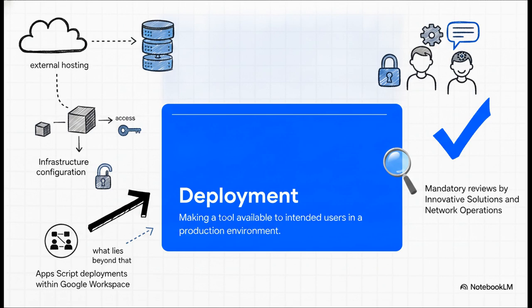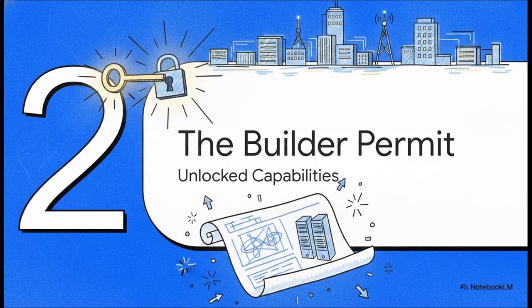But for a more complex application, say something that requires external hosting, deployment is a whole different ballgame. It involves infrastructure configuration, access control setup, and mandatory reviews by innovative solutions and maybe even network operations. Today, we're really focusing our path on those AppScript deployments within Google Workspace, while keeping an eye on what lies beyond that boundary. Moving right along to Section 2, unlocking the builder permit.